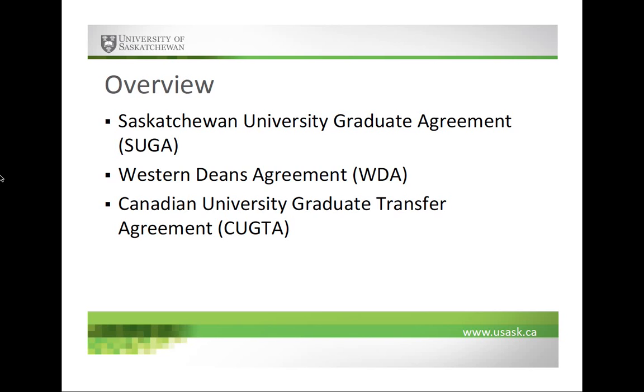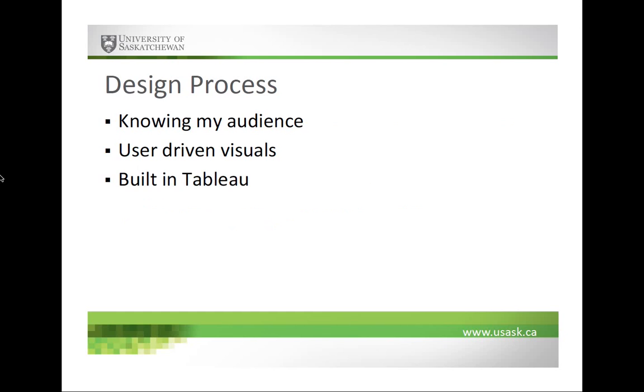This is a provincial agreement. There's only two universities involved in this one, as there's only two universities in Saskatchewan. The next one is the Western Deans Agreement. This includes all the participating universities in Western Canada in the four most western provinces. The final one is the Canadian University Graduate Transfer Agreement. This includes universities across Canada, but at the University of Saskatchewan, they will only see students coming anywhere from east of Manitoba on this agreement.